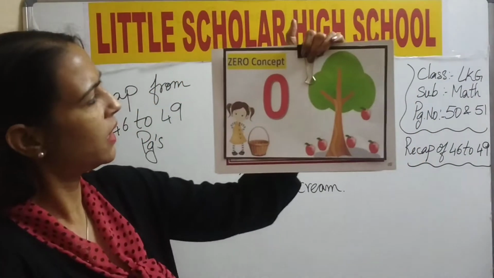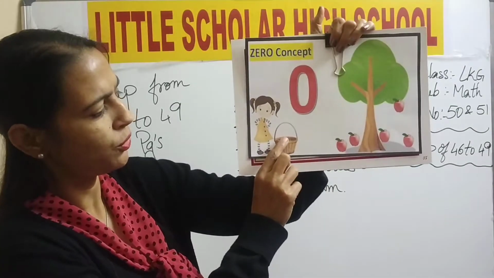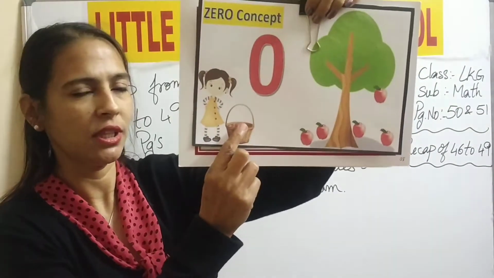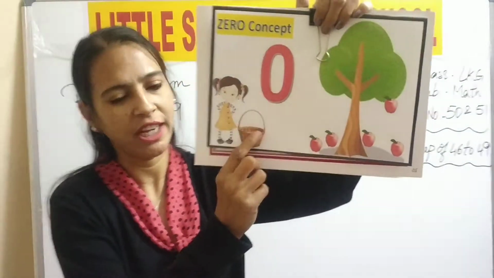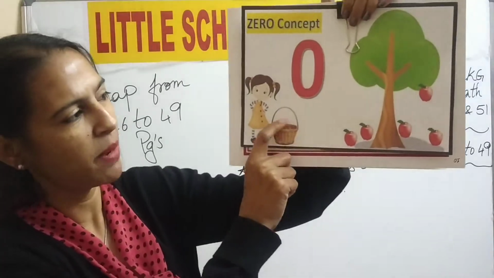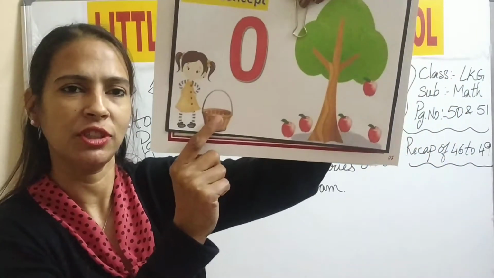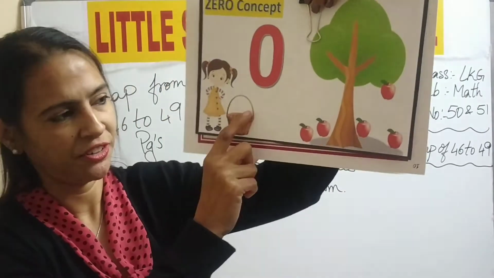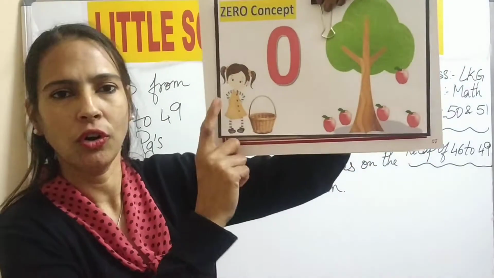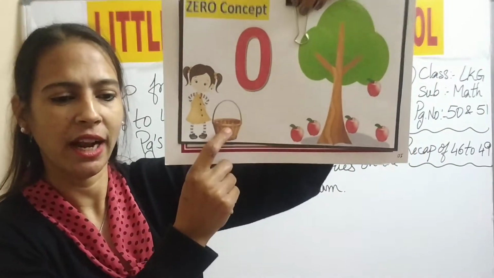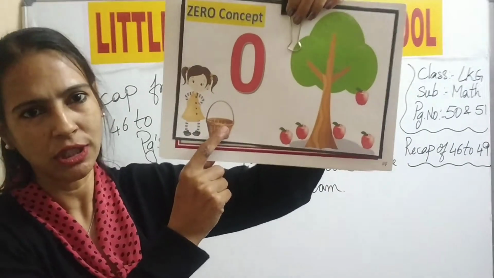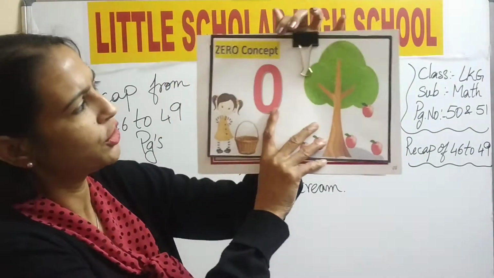Okay. Now, do we have any apples in this basket? Do we have any apples in the basket? Is the basket full with apples or empty? It's empty, right? So, it is 0. Her basket is empty. So, there are no apples in the basket. So, it is 0. And how do you trace 0?